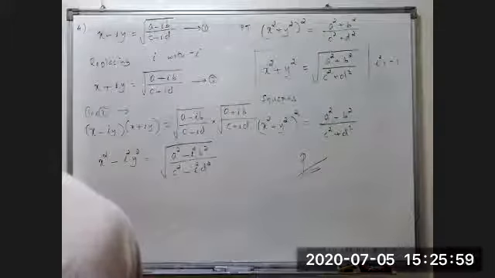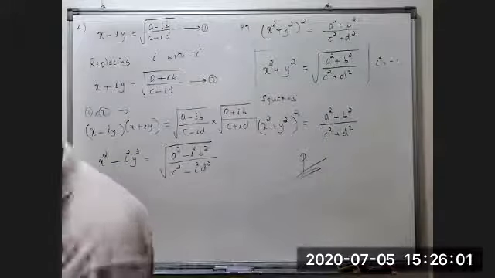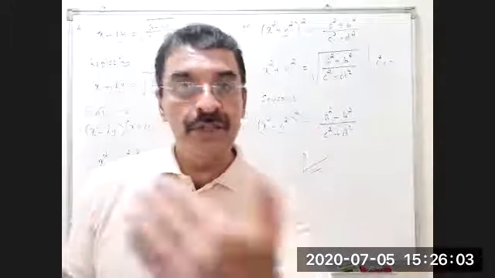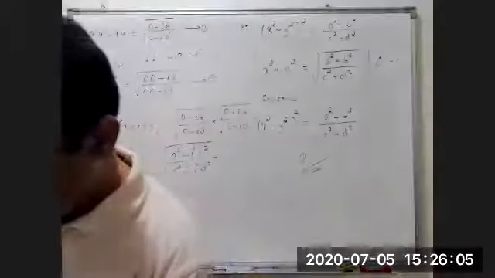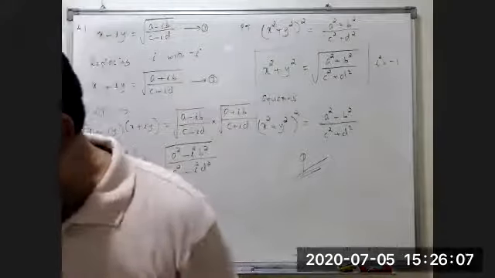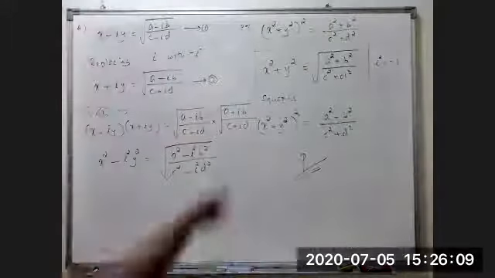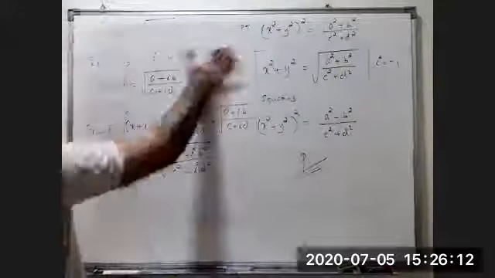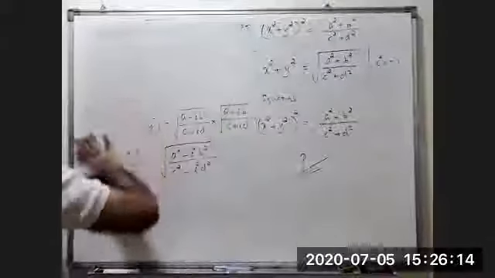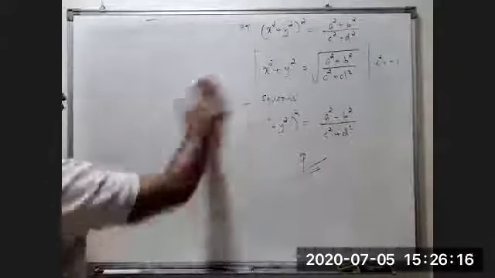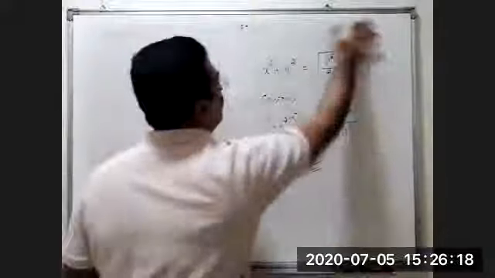Now we will do question number 11, which is the same type. Then we'll come back to question number 5. After doing question number 11, we'll come back. See question number 11. Write the question.